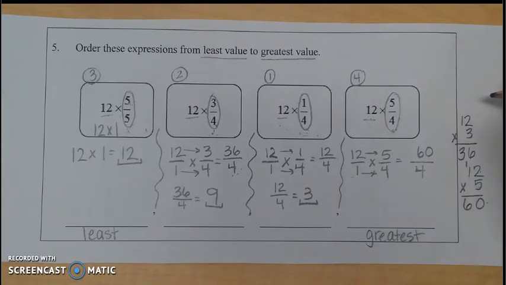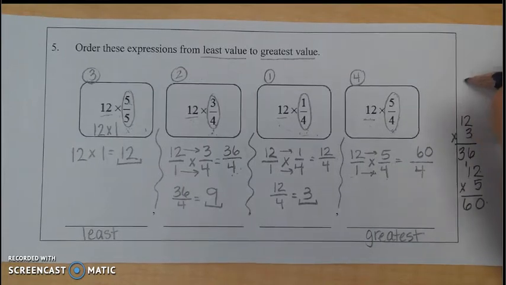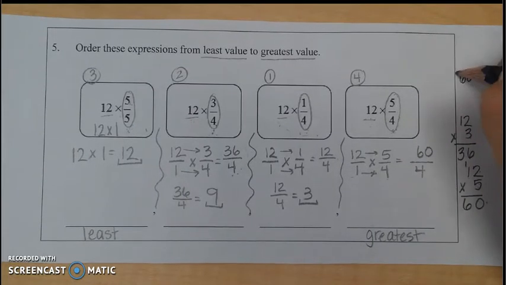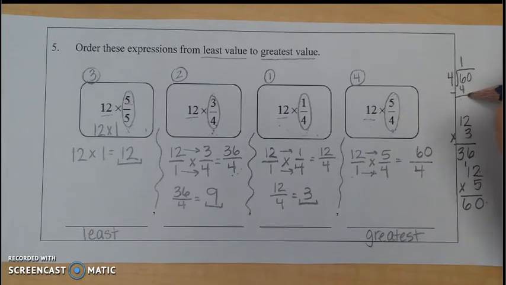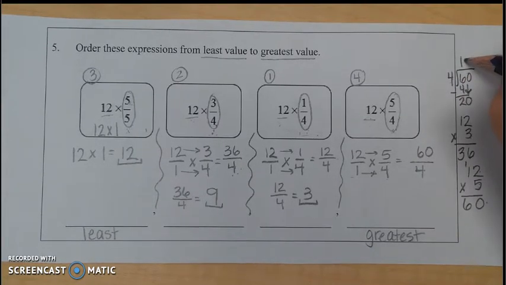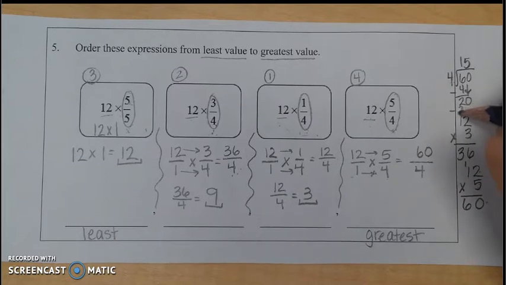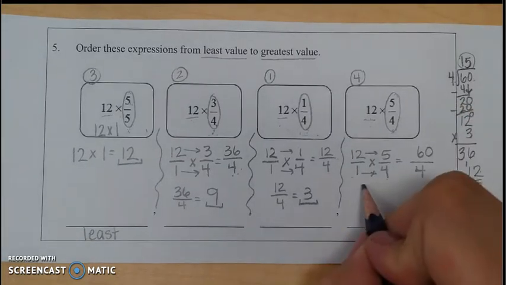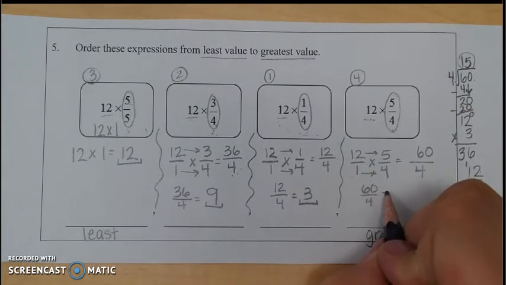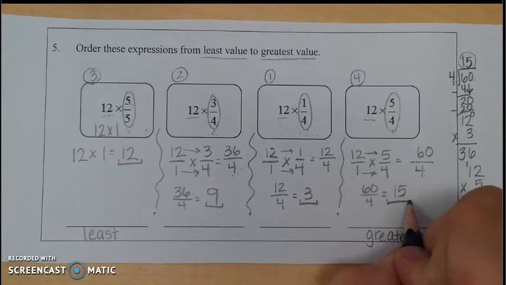I'm going to go ahead and divide 60 divided by 4. 4 goes into 6 once. 1 times 4 is 4. We're left with 2. We'll bring down our 0. 4 goes into 20 5 times. 5 times 4 is 20. We don't have a remainder at all. 60 divided by 4 is 15. So 60/4 is equal to 15.